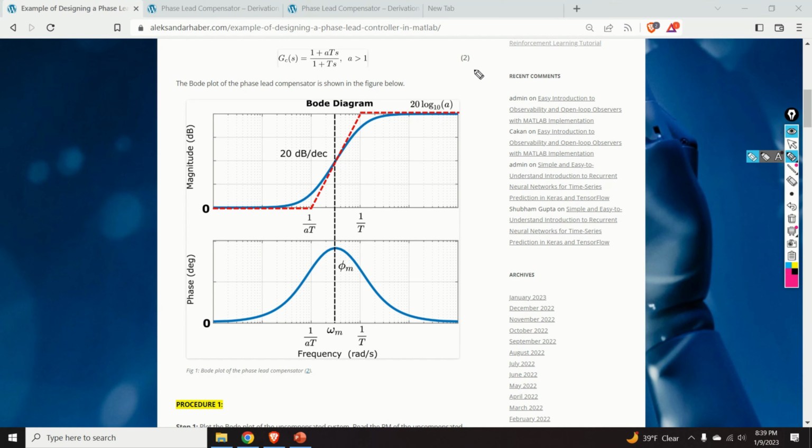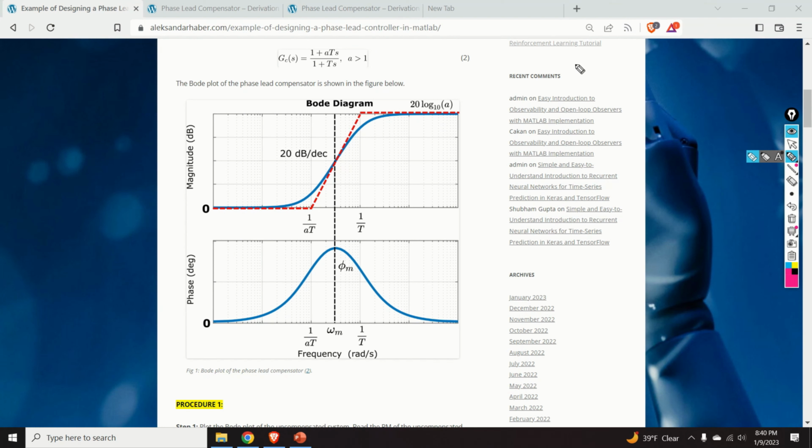Let us first analyze the magnitude plot. The first thing to keep in mind and to observe is that we have two corner frequencies. The smaller corner frequency is 1 over aT and the larger corner frequency is 1 over T. The corner frequency 1 over aT is smaller than the corner frequency 1 over T because the parameter a is larger than 1.